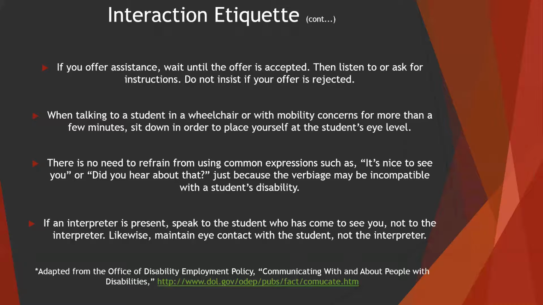If you're engaging with a student in a wheelchair or a student with mobility issues, and it's going to take more than a few minutes to discuss that issue, it's always best to sit down or place yourself at that student's eye level so that there is no inherent dynamic of power difference. You don't have to be super sensitive about common expressions like "it's nice to see you" or "did you hear about that," just because it may be incompatible with a student's disability. A student who has low vision or is blind is not going to take offense to "it's nice to see you."